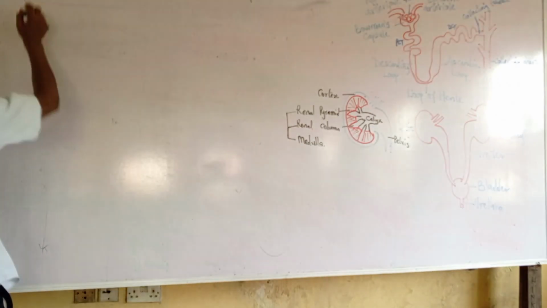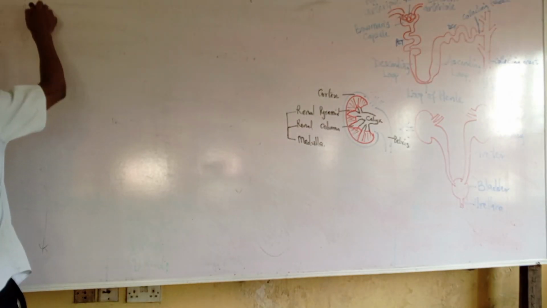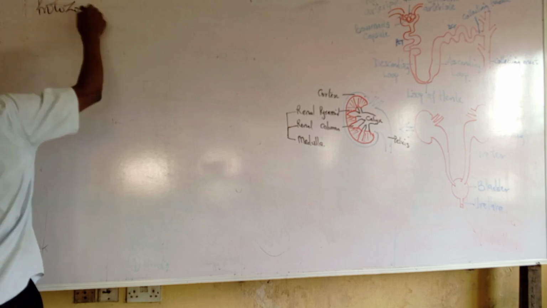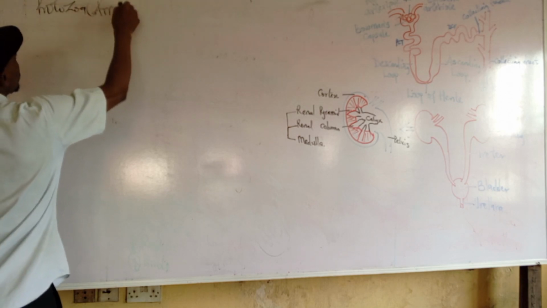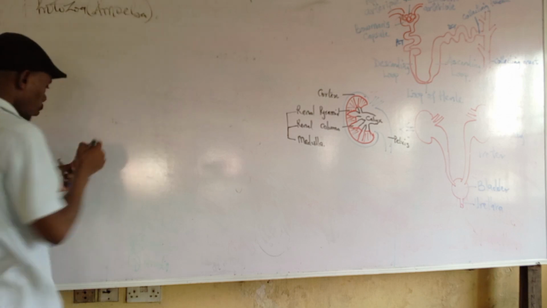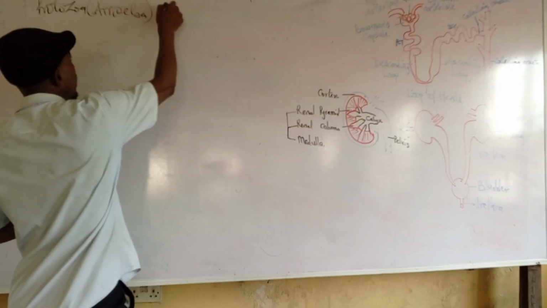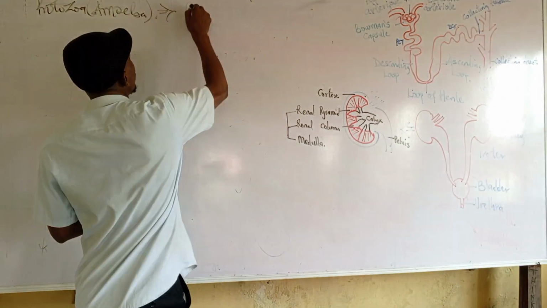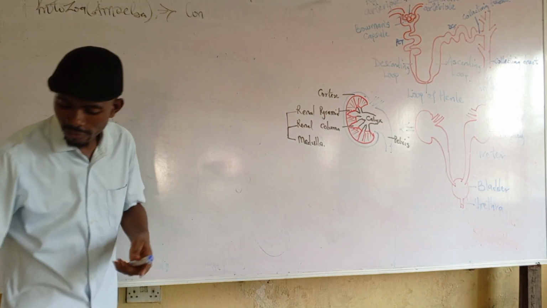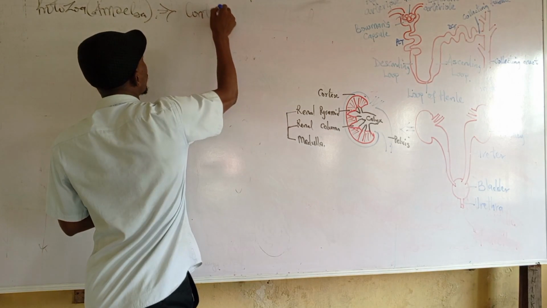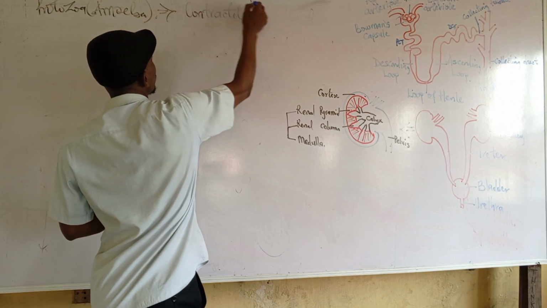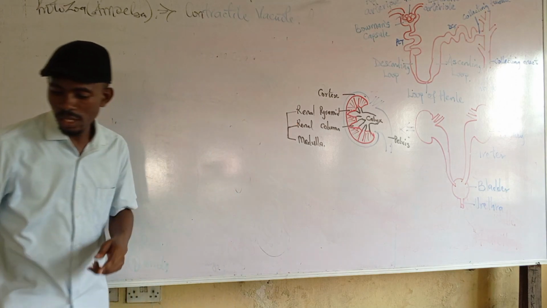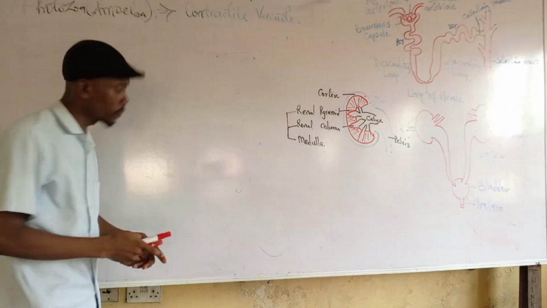So we take the first one here, an organism like the protozoa. An example of the protozoa is the amoeba. What does the amoeba use for excretion? It uses its contractile vacuole. That is what the amoeba uses to carry out the excretion.